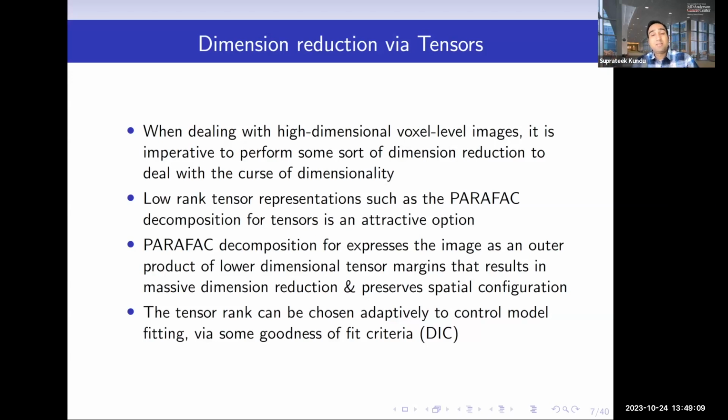And I'll explain this in the next few slides. But the key takeaway from this slide is we use tensors because of the ability to preserve the spatial information in the images versus other dimension reduction approaches like CCA or PCA, which really don't cater to that aspect. And then there are things like the tensor rank that can be chosen adaptively as well. So you pretty much have a data adaptive approach in your hands that you can effectively use for dimension reduction and to preserve the spatial configurations.